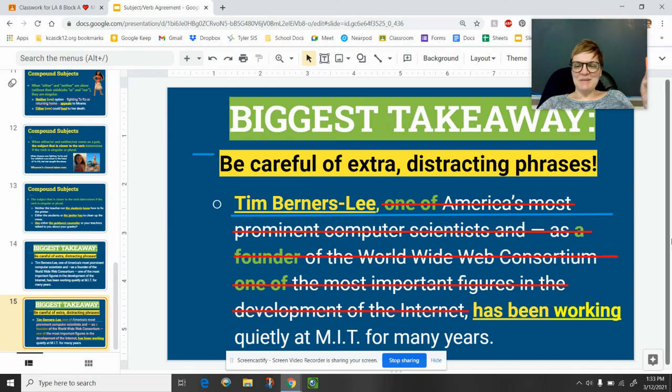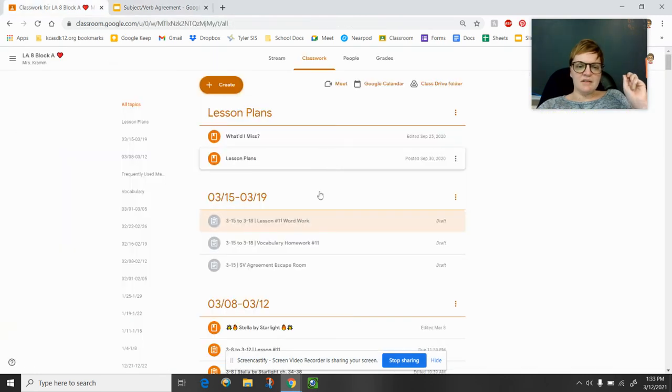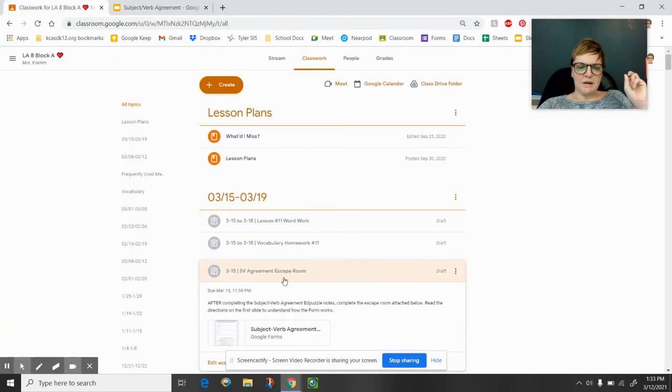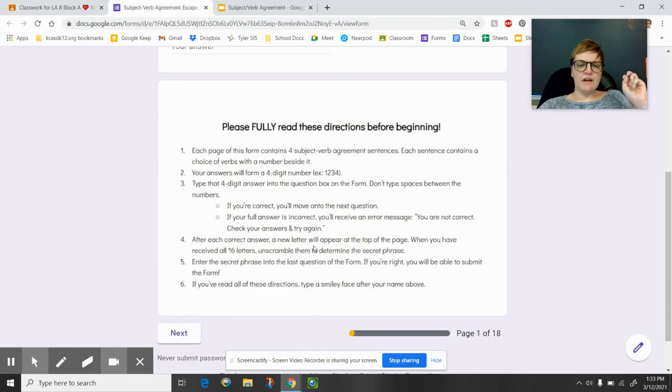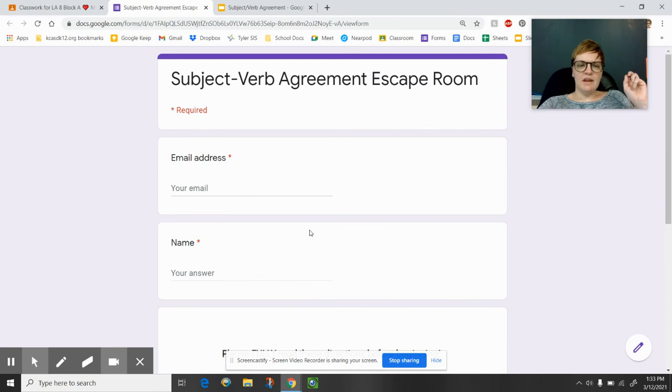You always want to ignore the pieces that are not crucial to figuring out what the actual subject of the sentence is. You guys are going to be practicing this on the subject-verb agreement escape room. The first slide up here has directions. Make sure you read those, and it'll take you through a bunch of different practices. It's a tricky activity, so don't get frustrated. Just keep trying, and it's an important skill, so it'll be good for you.